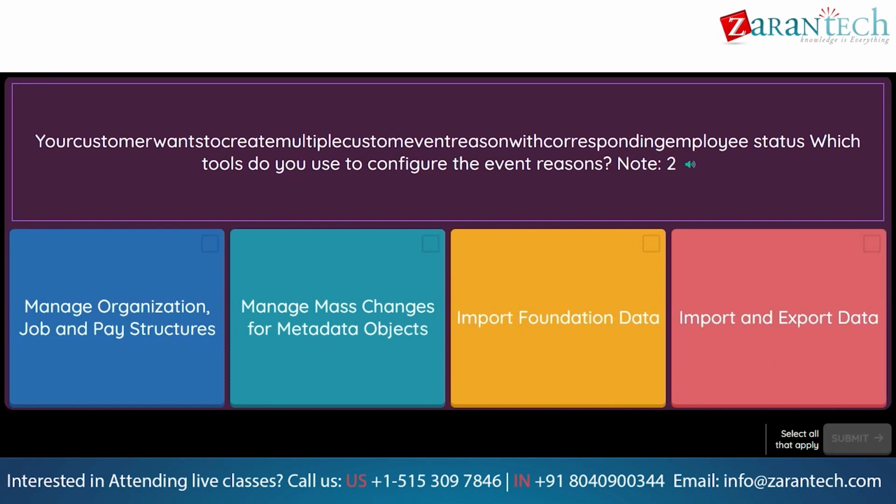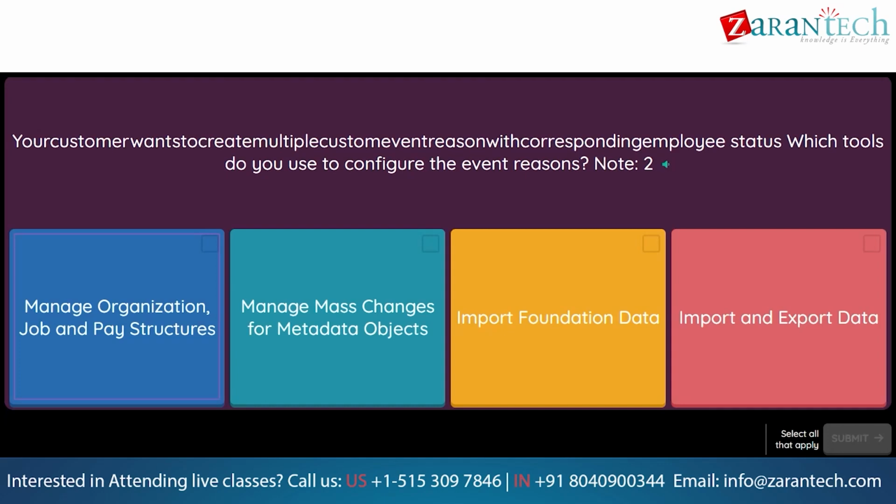Question: your customer wants to create multiple custom event reasons with corresponding employee status. Which tools do you use to configure the event reasons? Option 1: Manage organization, job, and pay structures. Option 2: Manage mass changes for metadata objects. Option 3: Import foundation data. Option 4: Import and export data.